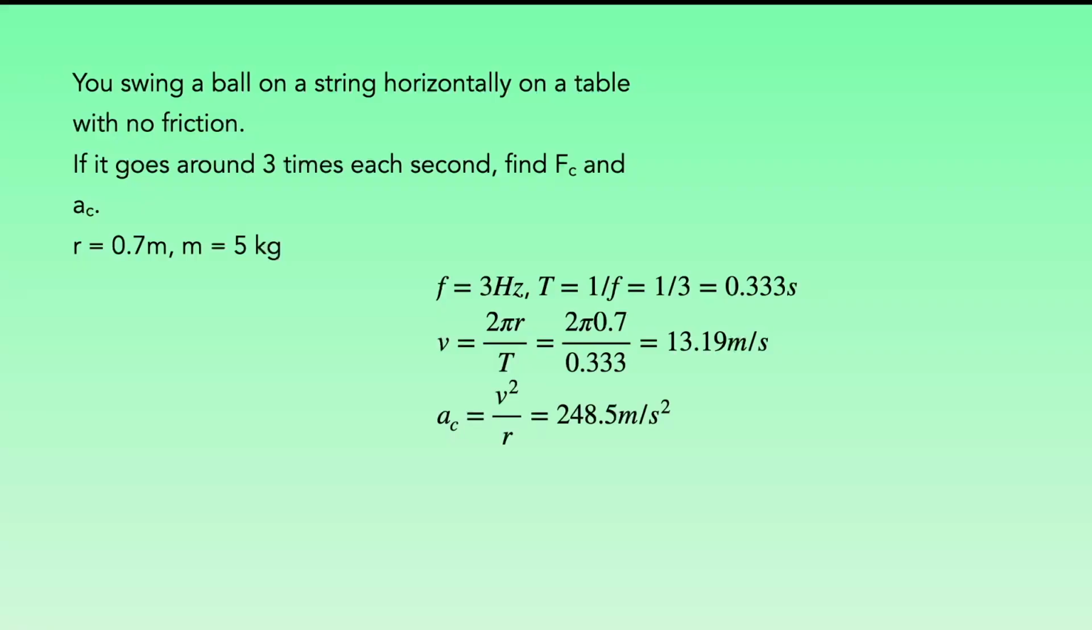Centripetal acceleration is easy. It's v squared over r, 13.19 squared divided by the radius. And then the centripetal force is the sum of forces. That just equals m times centripetal acceleration. And that's 1242 newtons.